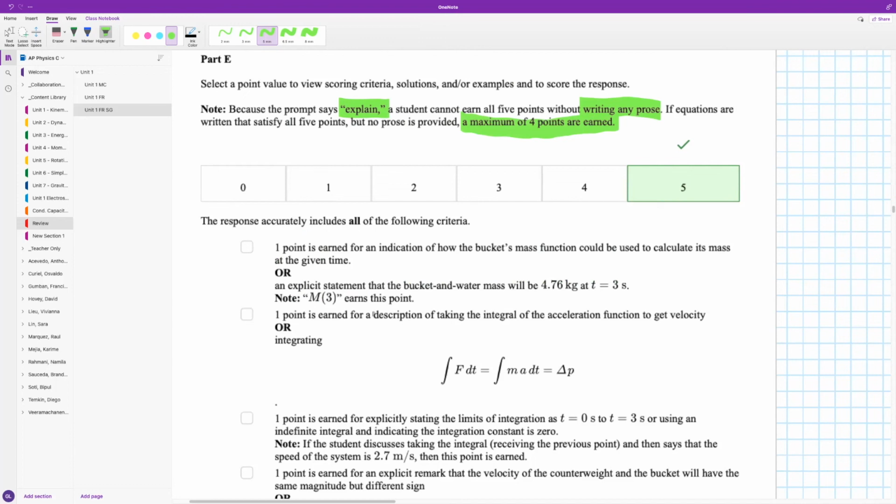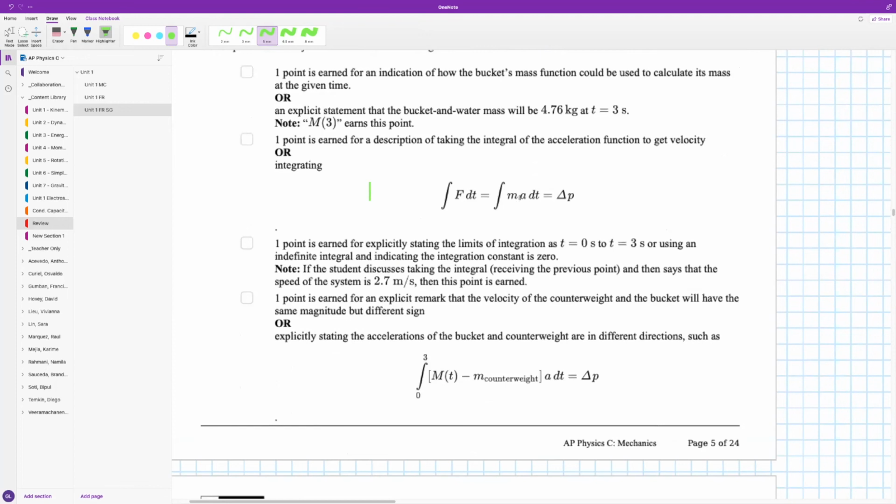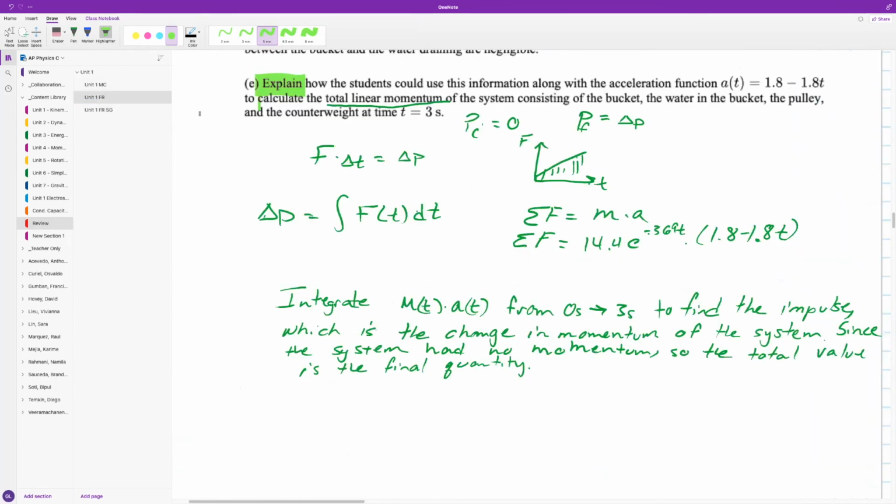Okay. 1 point is earned for a description of taking the integral of the acceleration function to get the velocity, or integrating m a. 1 point is earned for explicitly stating the limits. Oof, we did not get this point. I apologize. From 0 to 3 seconds, we have to be very specific here, because they did ask specifically about at 3 seconds. So we should have our bounds here.